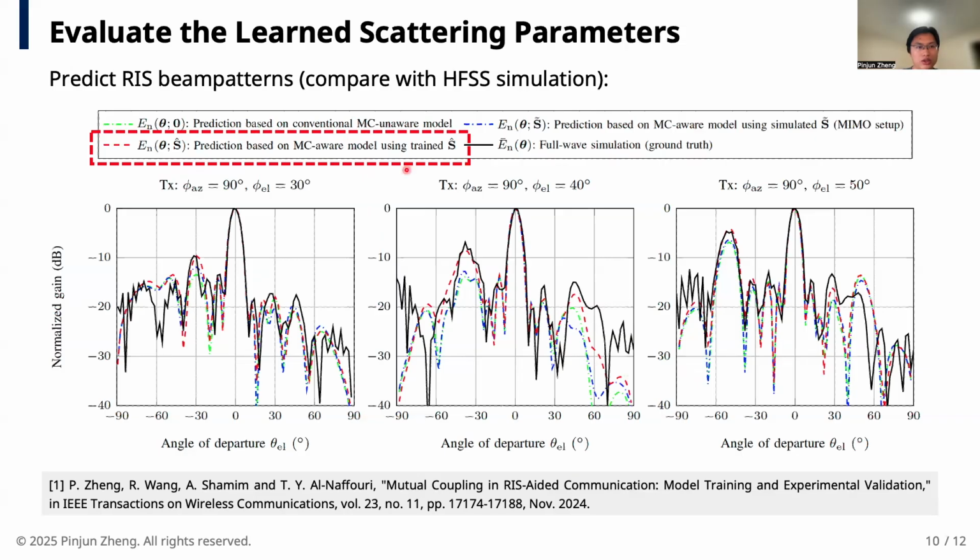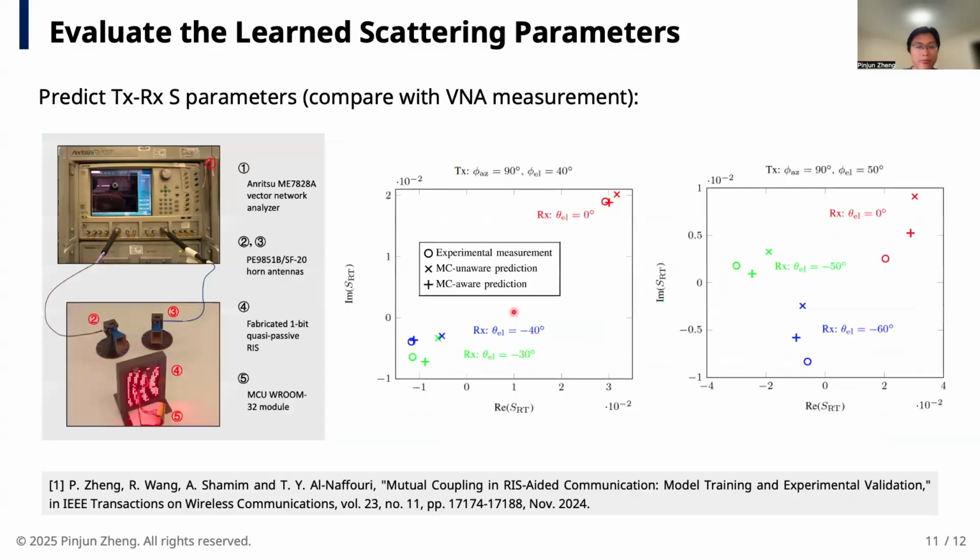And besides this, we still have two benchmarks here denoted in blue and green. So we see that especially in this figure, the chain model aligns better with full-wave simulation compared to benchmarks, and this means it is more accurate. And also, the accuracy of the chain model can also be validated through experimental measurement.